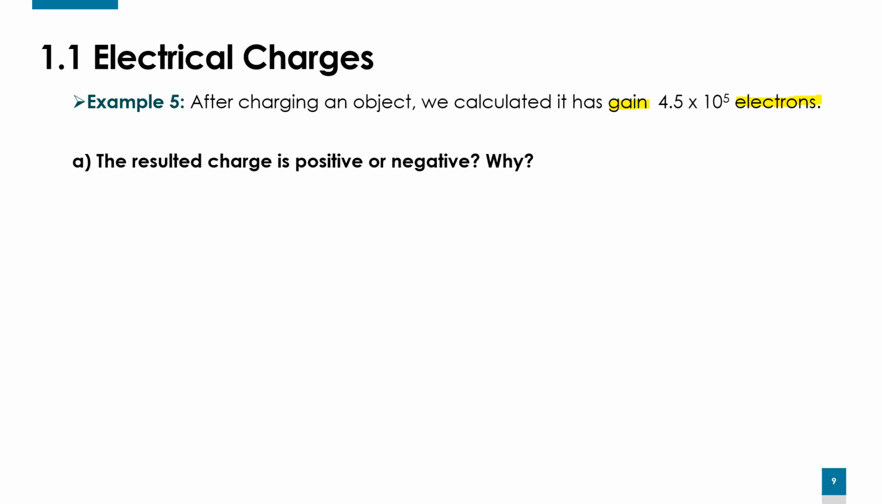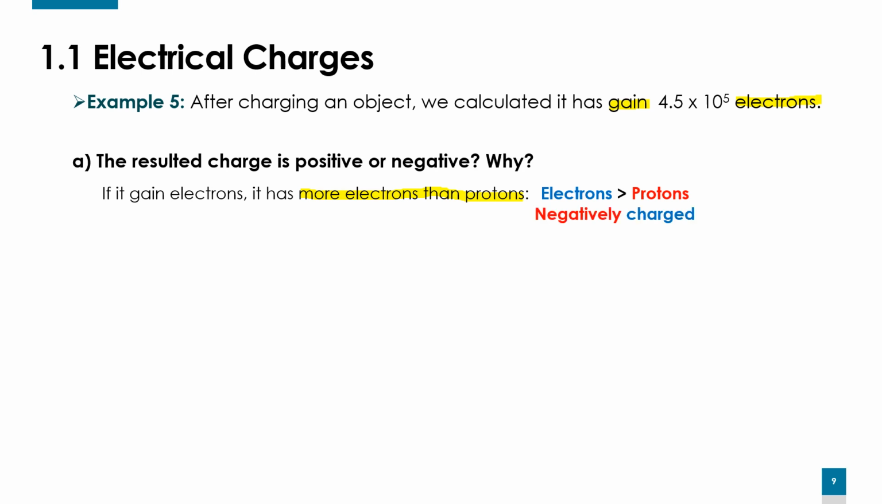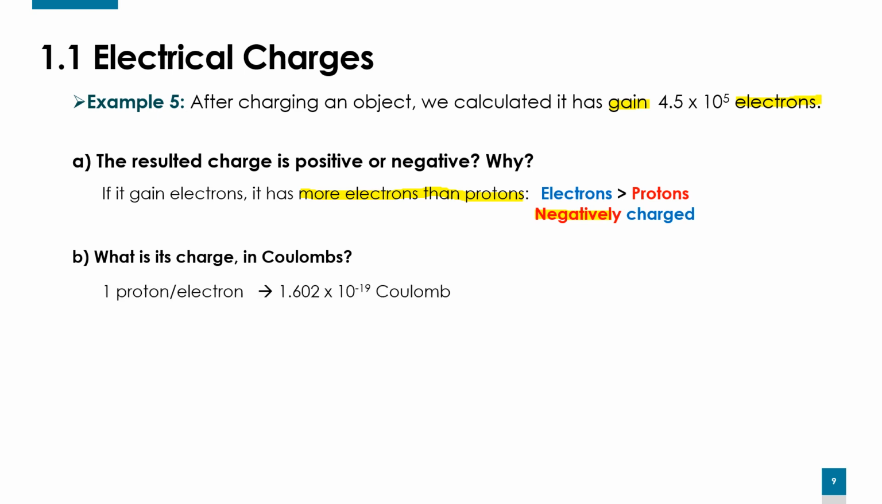Why? Since I receive electrons, I have more electrons than protons. So my number of electrons will be higher than my number of protons. So I'm going to be negatively charged because my electrons are higher than protons. Okay? Okay, the second one. What is its charge in coulombs? So now let's calculate the charge of this. If I have just one proton, I know it's 1.602 times 10 to the power of minus 19, okay?